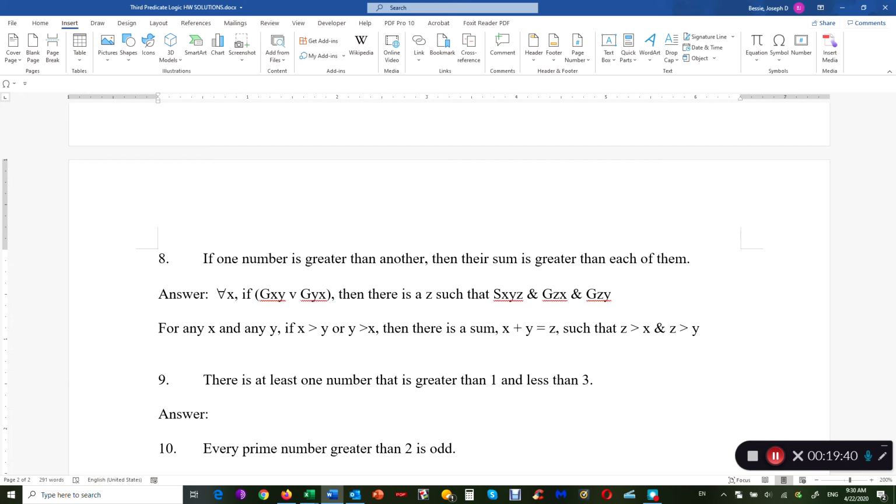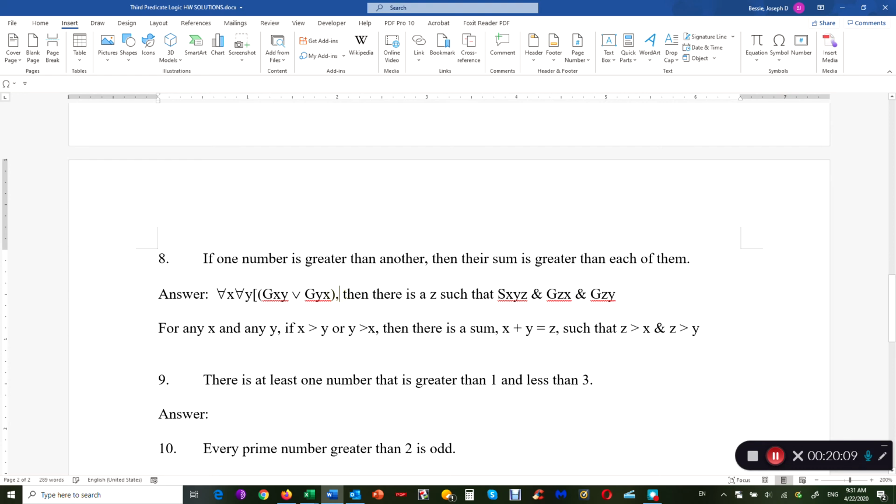You do not do this. This is not allowed, right? This here is a no-no. You always want to have multiple quantifiers if you're quantifying over more than one variable. For all x and for all y, if x is greater than y or y is greater than x, put in the proper OR symbol there instead of the letter V.